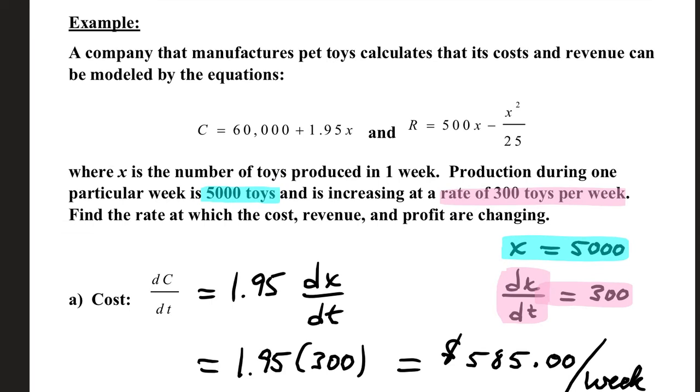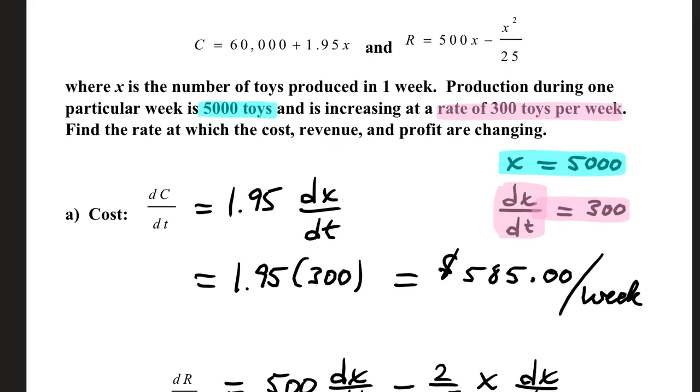A company that manufactures pet toys calculates that its cost and revenue function can be modeled by those two functions given. Now, this is pretty much a repeat problem from the one we just did. But I like to do several examples of the same types.